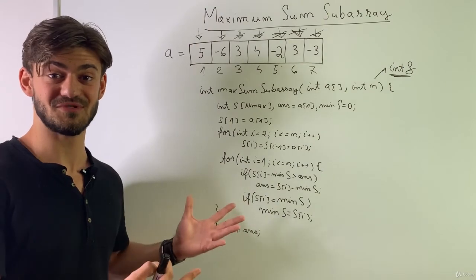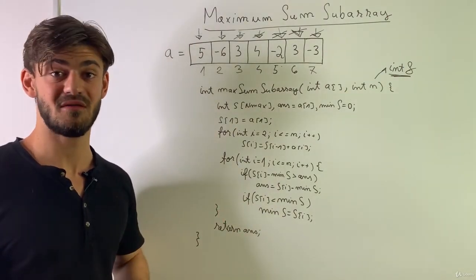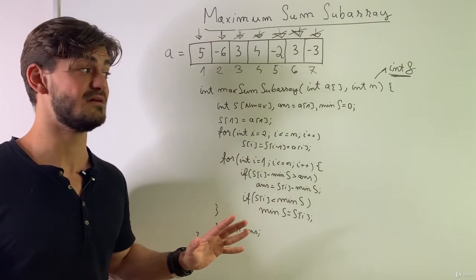Okay, so these were the two approaches, the greedy one and the partial sums one. I really think they're both interesting and you understood it, guys.